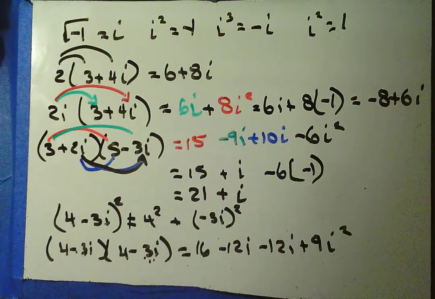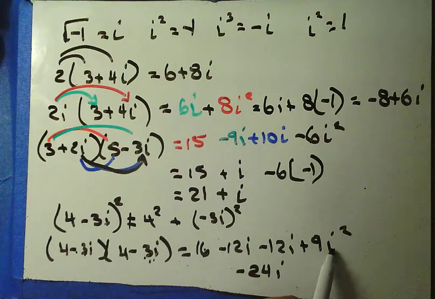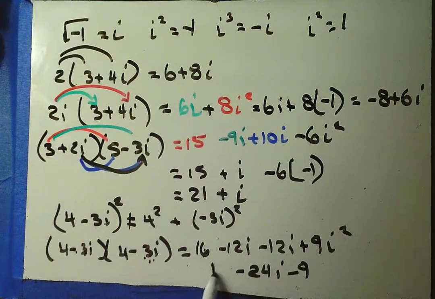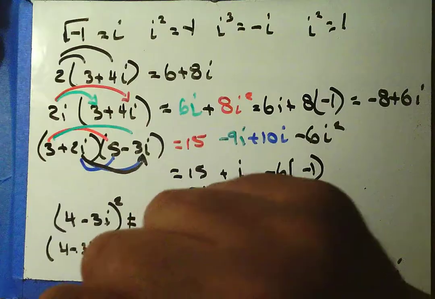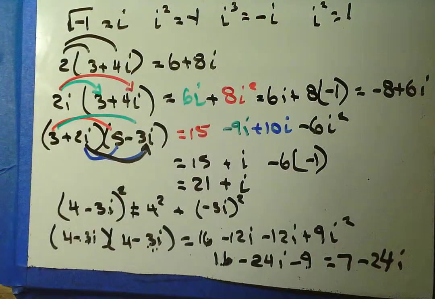So when I combine like terms, I see here I'm going to have -24i. But what about here and here? Well, this is i squared, so that's -1 times 9, which is -9. So I have 16 minus 9 to combine. So I'm going to have 7 minus 24i. Okay, so there's multiplication with complex numbers. Let's go and take a look at division with complex numbers.